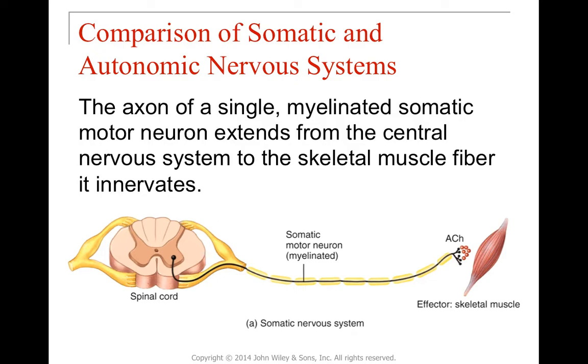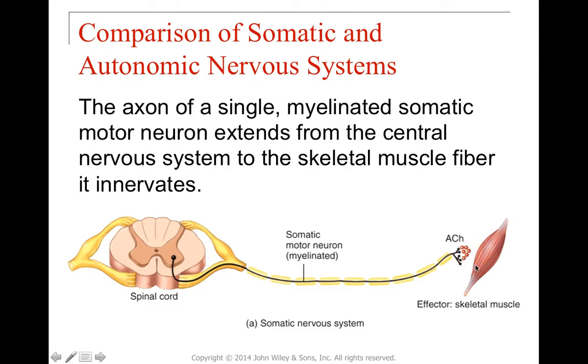Now this here is showing the axon of a single somatic motor neuron, and it's going to be found here in the lateral gray horns, extending out until it reaches an effector. In this case, this is skeletal muscle. You'll notice that the somatic motor neuron is myelinated, and that it's releasing acetylcholine. You'll also notice that there's only one. So there's one neuron that runs out of the spinal cord all the way along until it reaches its target or effector tissue. And additionally, it's going to be releasing the neurotransmitter acetylcholine.